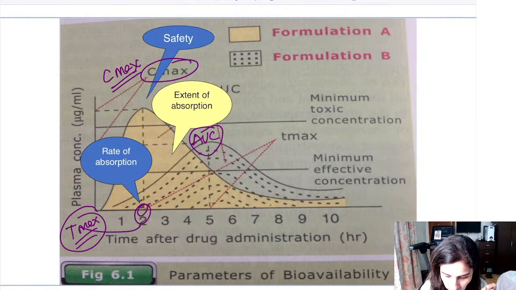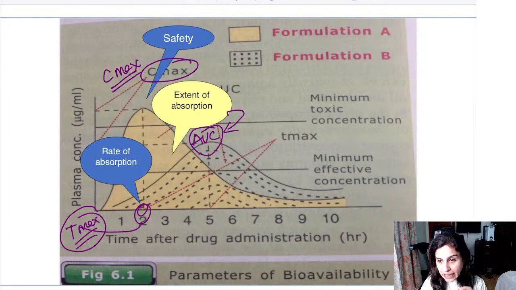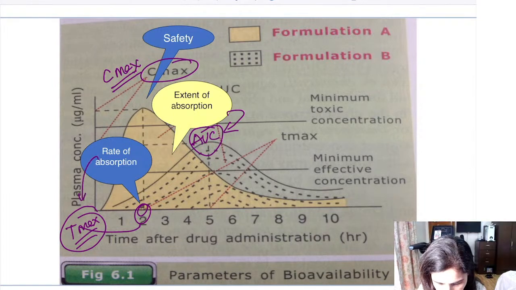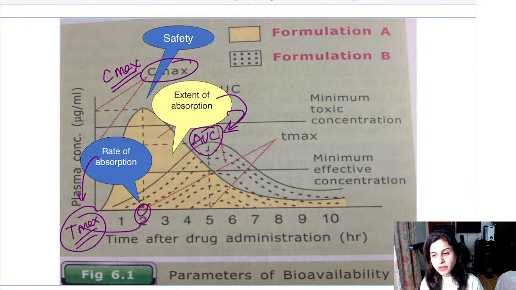What represents the extent of absorption is your area under curve, and Cmax basically tells you the maximum level, or the maximum amount, present in the plasma. That's the maximum concentration, so Cmax can tell you about the safety of a drug. So remember, rate is your Tmax, extent is your area under curve. These two are important because they come repeatedly, asking which represents what.